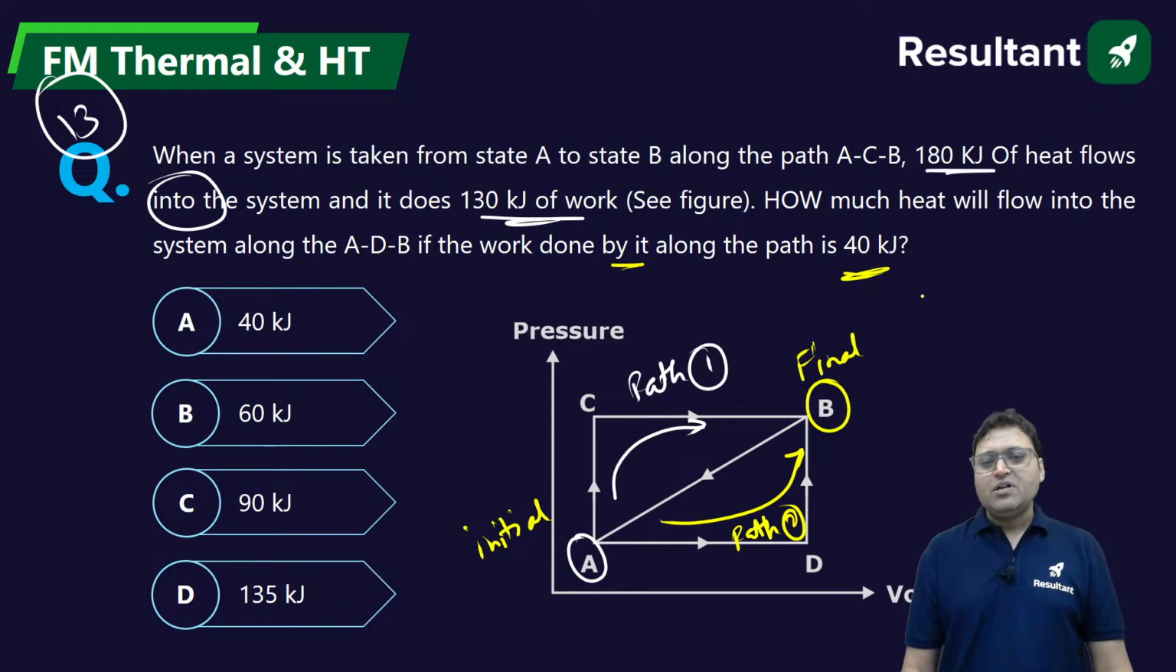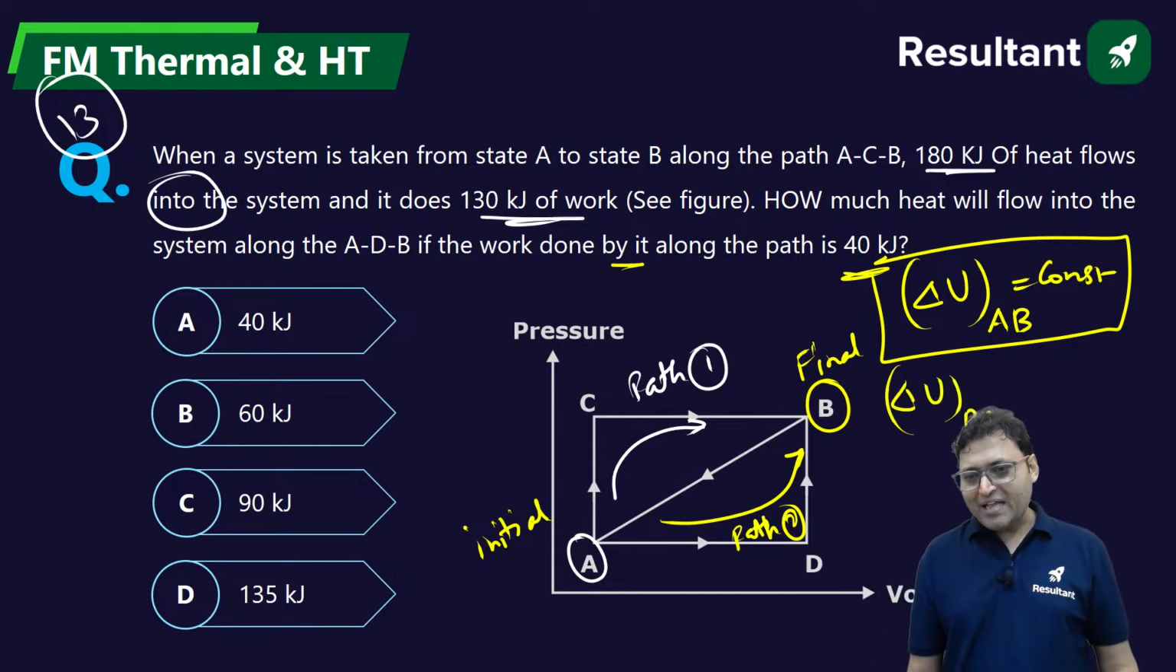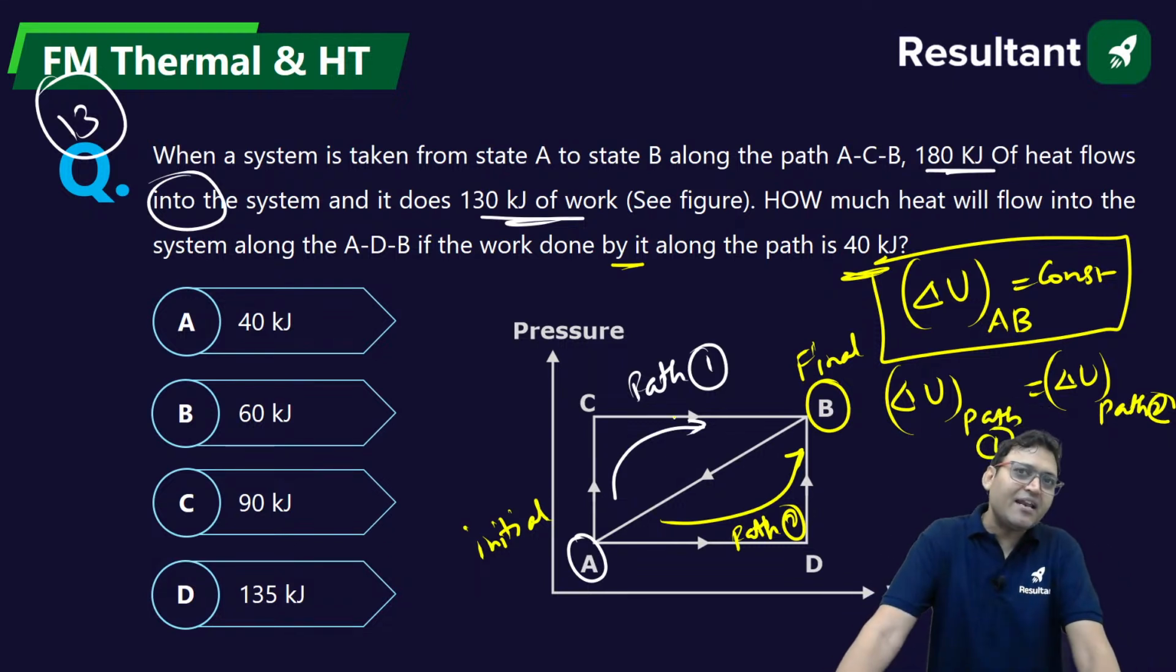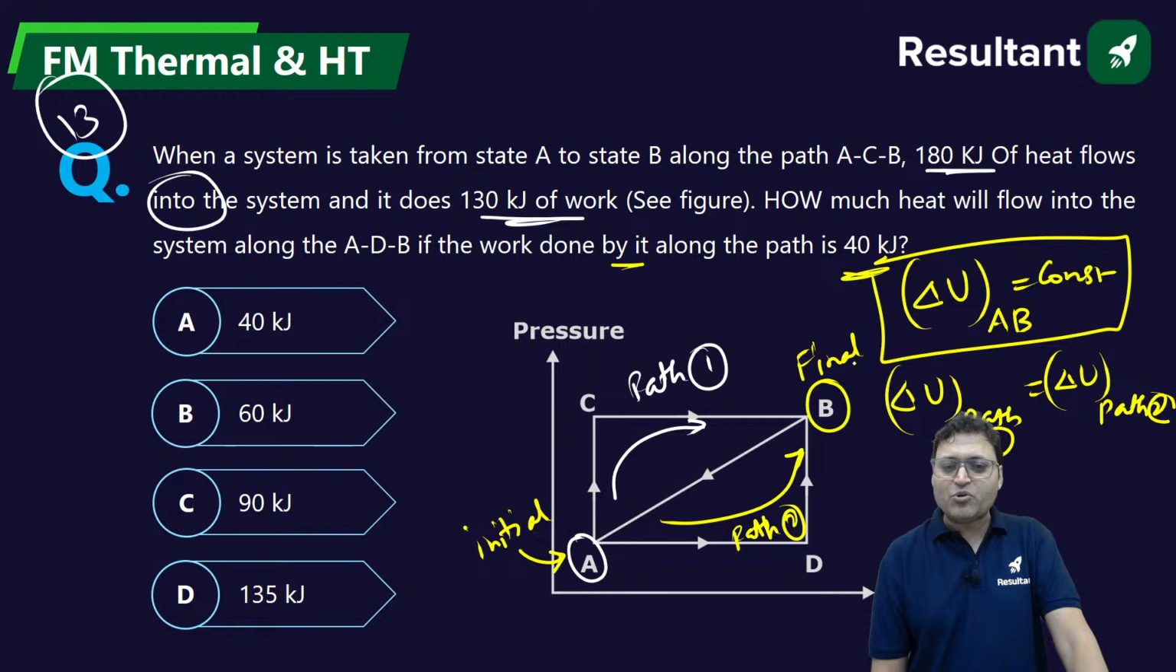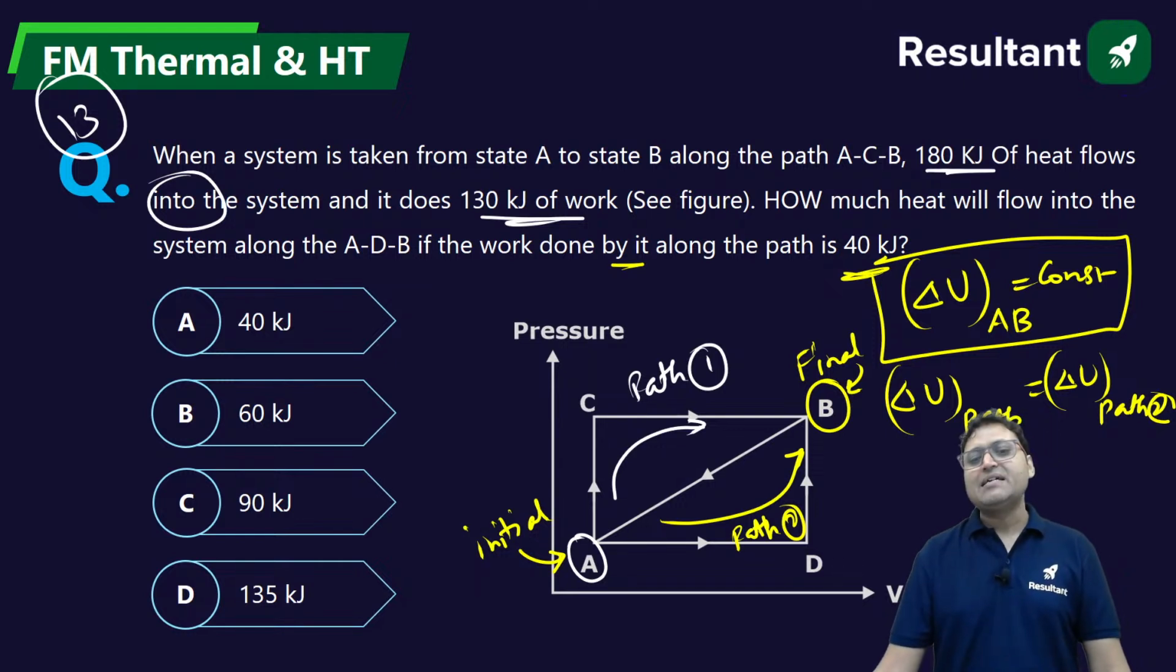Do you agree that in path 1 and path 2 the initial and final states are the same? So the change in internal energy from A to B will remain constant. We can say delta U for path 1 will be the same as delta U for path 2. Because internal energy is a point function, it does not depend on the path. As long as the initial and final states are the same for a system, the change in internal energy will also be the same for both paths.